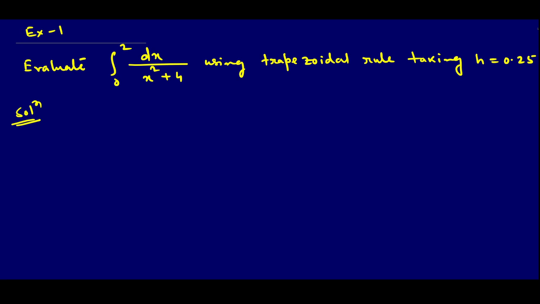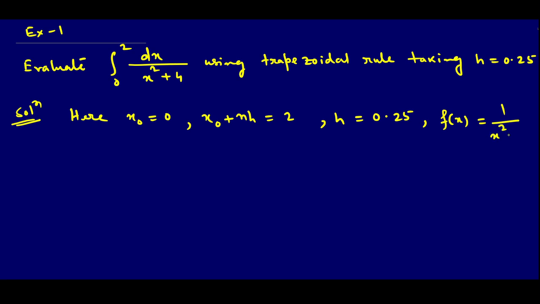Now let us do one example. See here in this problem, our x0 is 0, then x0 plus nh is 2, and h is given in the question, so we take h as 0.25. If it is not mentioned, then we can choose according to our convenience, whatever we want to take. And f(x) is 1 by (x square plus 4). So let us make a table to find all the values.